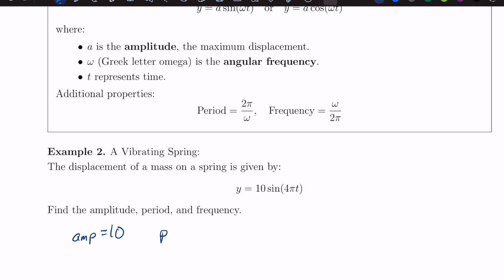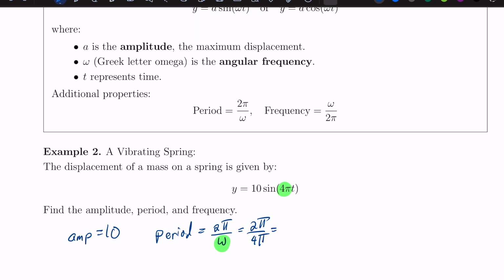Our period, or capital P, depends on how you want to write it, but I'll write out period for now, is 2 pi over omega. Our omega in this case is 4 pi. So here we're going to put in a 4 pi here. So it would be 2 pi divided by 4 pi. And that's just going to give us a half, okay? So our period is a half. And that's just a half of whatever we're working at. If it's a mass on a spring, I assume it's a half second, okay?